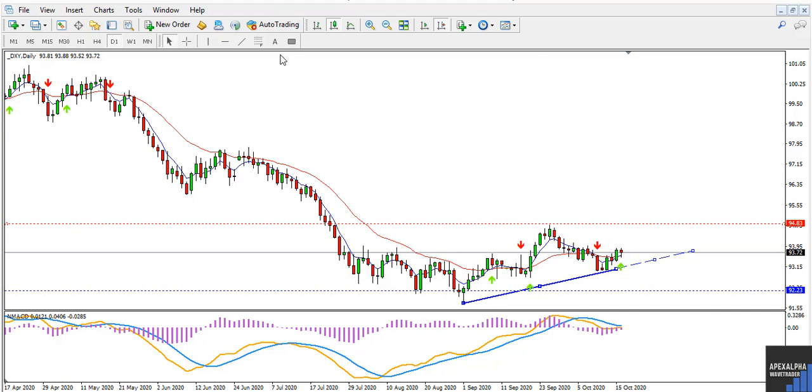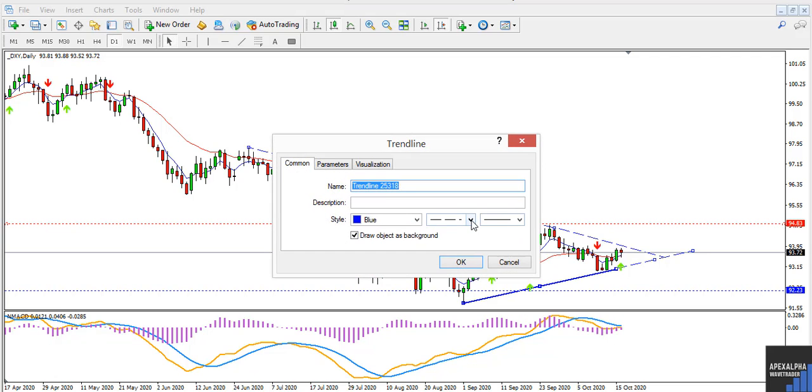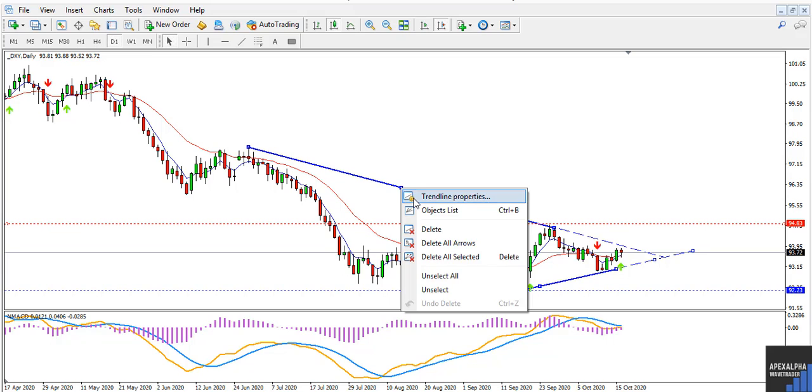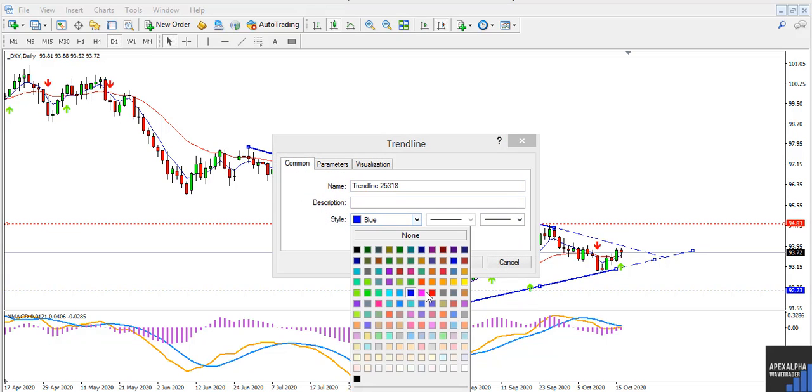Okay, now I want to draw another one here, and extend into the future as well, and make this thicker as well. All right, so just by looking at these trend lines, I think I should make this red just to make it easier on the eyes.